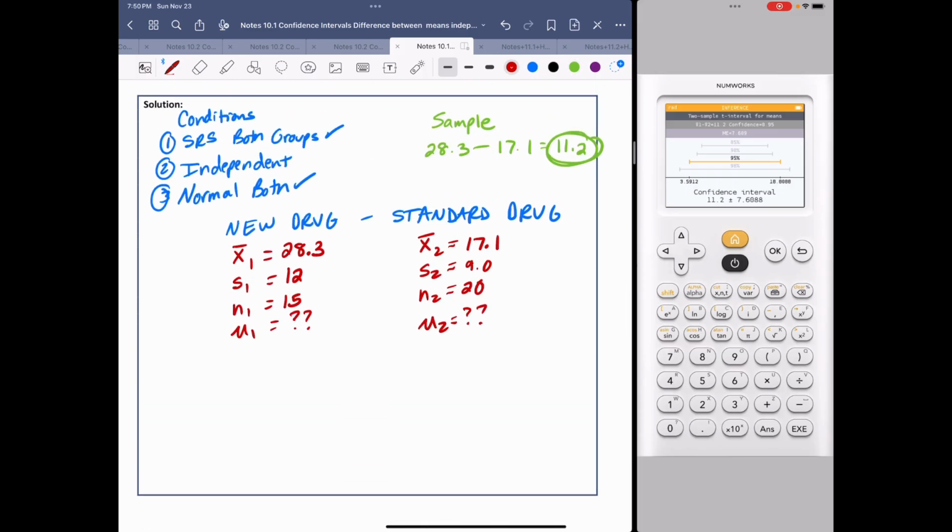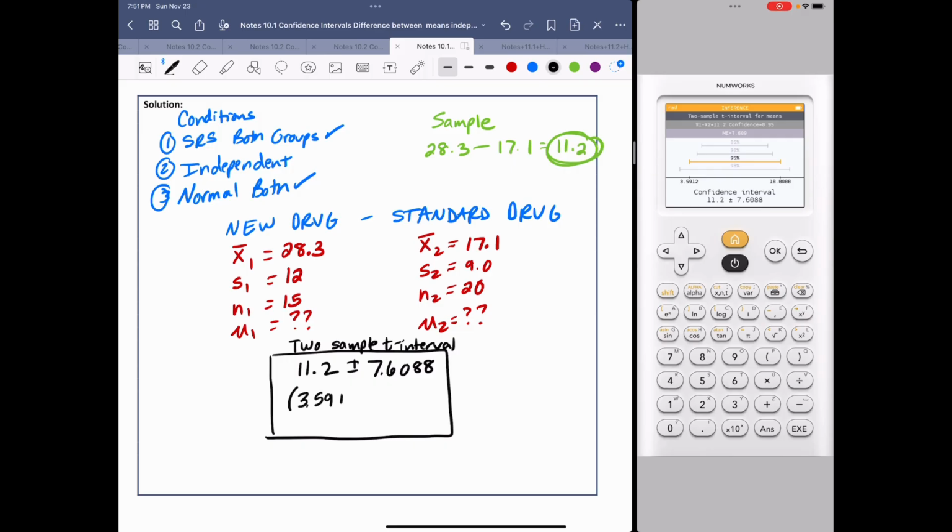Now, here's how I'm going to list my answer. Here's how I'm going to do my screenshot. I'm going to say we did a 2-sample T. And I'm going to put my 11.2 plus or minus my margin of error. And then I'm going to list my confidence interval like we listed on our paper, 3.5912 to 18.8088. And you can list that however you want.